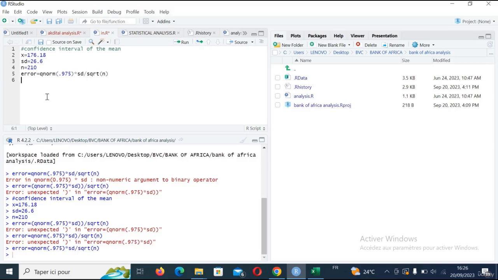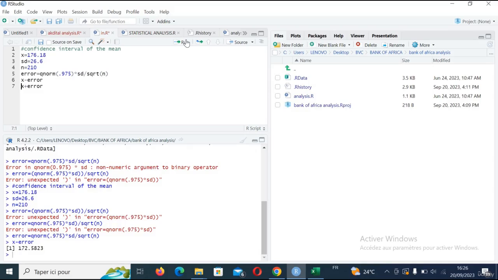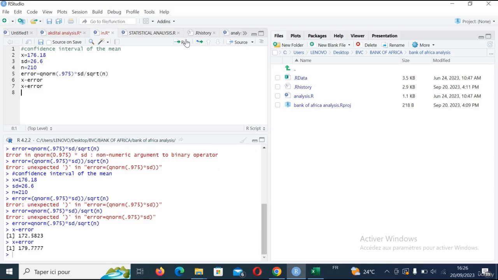Now we're going to calculate the extreme inferior value of the interval and the extreme superior value, which is x minus the error and x plus the error. I'm going to press enter. It's 172.58, and this one is 179.77.